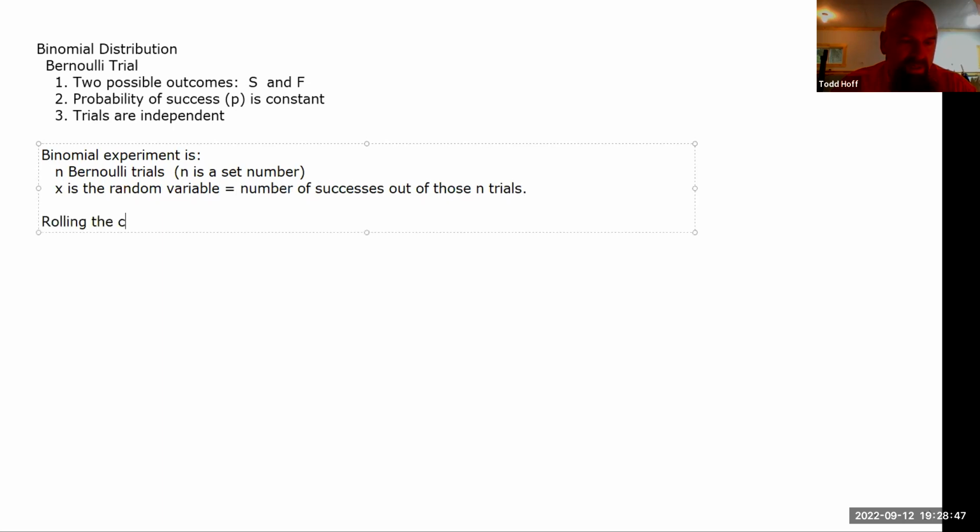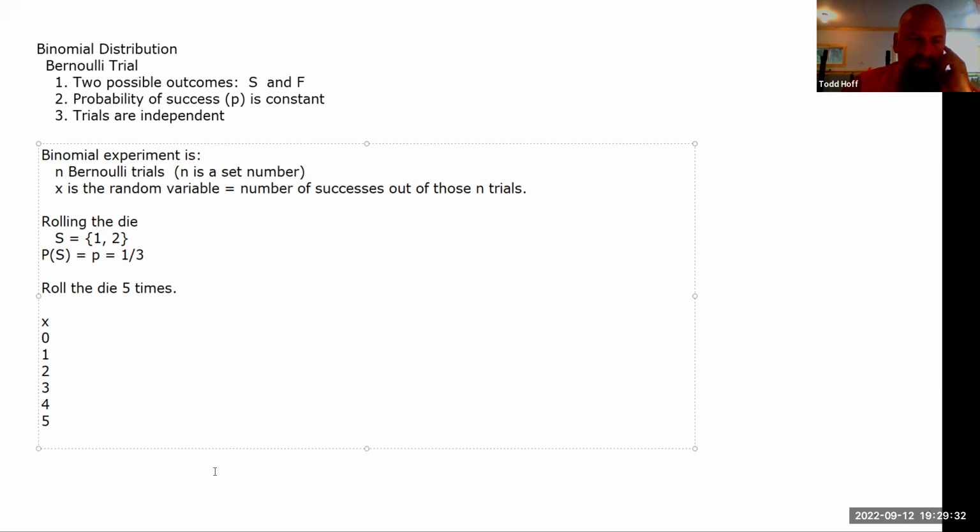So again, let's look at rolling the die. Success is a 1 or a 2. Everything else is a failure. Probability of success, which is our little p, is 2 out of 6 or 1 out of 3. Let's say I'm going to roll the die 5 times. We could have 0 successes. So the values of x should be 0 successes, 1 success, 2, 3, 4, or 5. All 5 of those rolls could be 1s or 2s. Well, to find the probability of each of those values occurring, a little bit more work to do here.